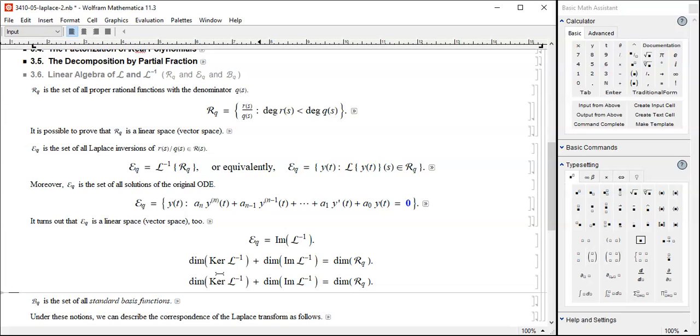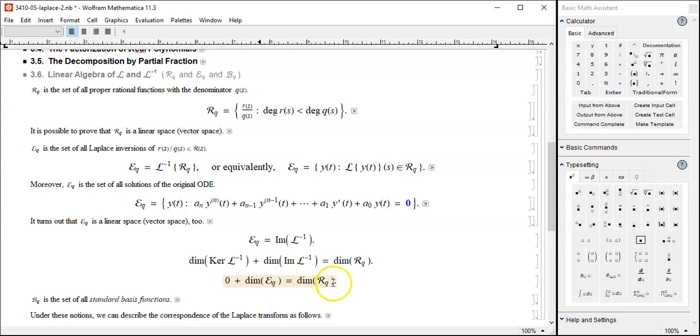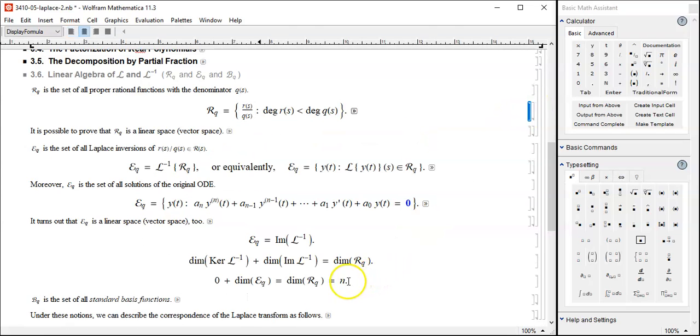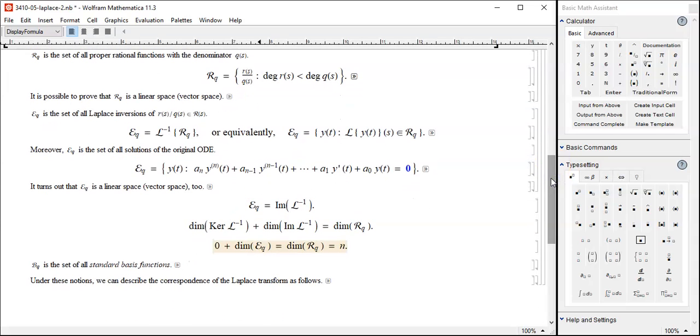The Laplace transform and the Laplace inversion, they're both one-to-one, so the kernel should be just trivial. So the dimension of the kernel is actually 0. And then the dimension of the image, what is this? This is EQ. So this is the dimension of EQ. And that's equal to the dimension of RQ, and that's n, as we saw before. That's the basis. So the dimension is n. And by the rank theorem, the dimension of EQ is also n.